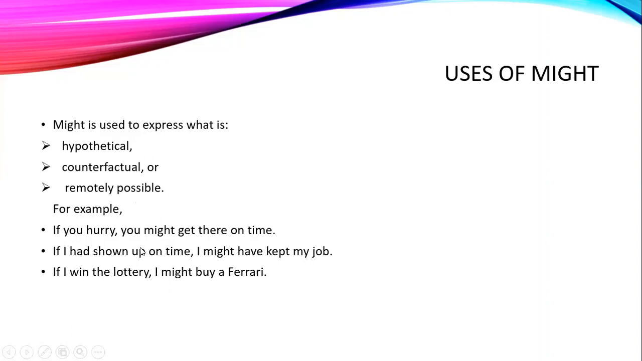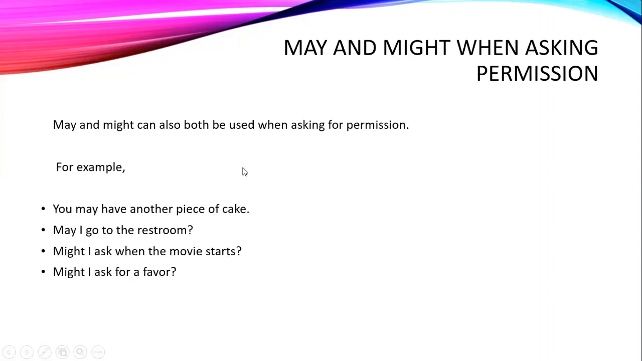Something that the person might have kept his job if he had shown up on time, but now he is fired. He's no longer there on the job. There's a possibility, there's a very remote possibility that he would win the lottery. There are very, very rare chances, and when he would win the lottery, he said he might buy a Ferrari. He's not sure. It is not certain.